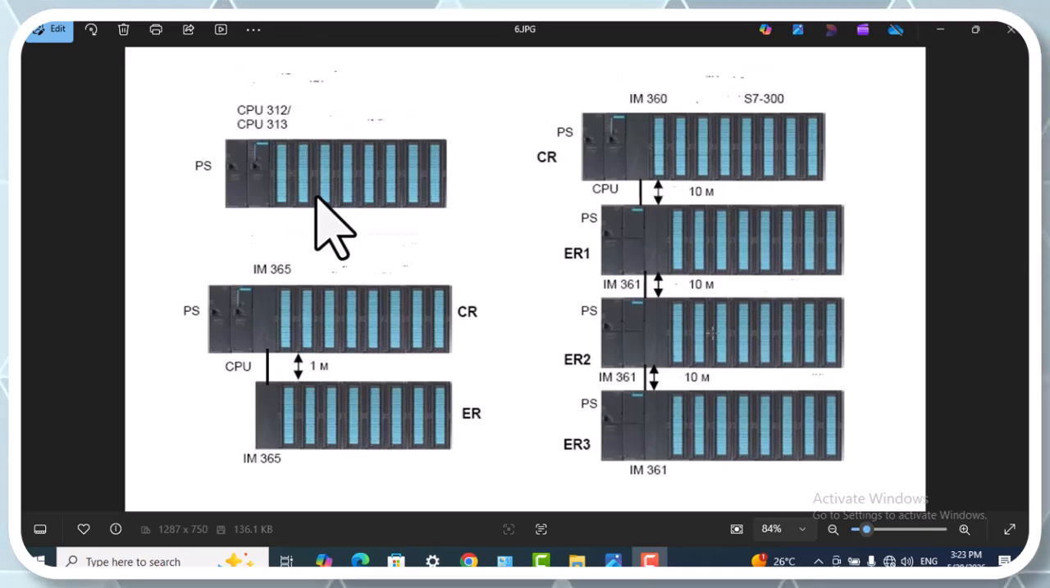The main point is that a PLC with the CPU 313 and 314 and higher can support up to 32 modules. This system can include the central rack, this one, and up to 3 expansion racks: 1, 2, 3. And in the picture you can see the distance between these expansion racks is up to 10 meters.